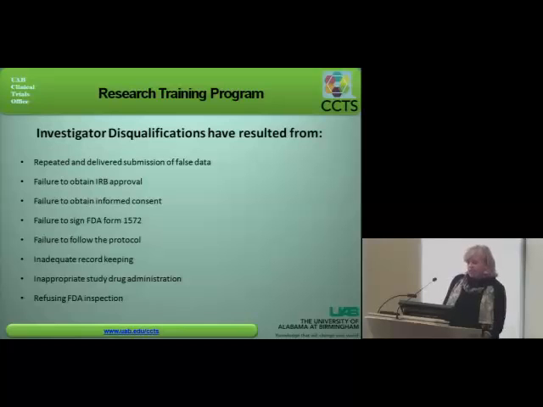So investigator disqualifications have resulted from repeated or deliberate submission of false data, failure to obtain IRB approval, failure to obtain informed consent or not using the most current informed consent, failure to sign the FDA Form 1572, failure to follow the protocol, inadequate record keeping, inappropriate study drug administration, and refusing the FDA inspection.